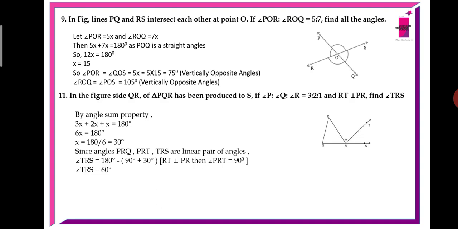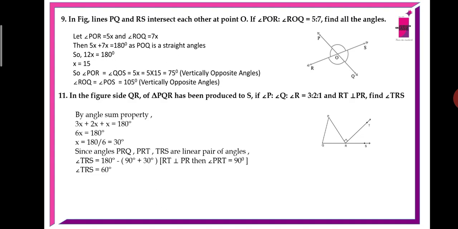So angle POR equal to QOS equal to 5x. The reason POR and QOS are equal is that they are vertically opposite angles, then the two angles measure 75 degrees. In the same way ROQ and POS are also vertically opposite angles, they both measure 105 degrees. Question number 10 is an exercise problem. That's why I'm not going to give a description about it, which we already discussed in the previous sessions.